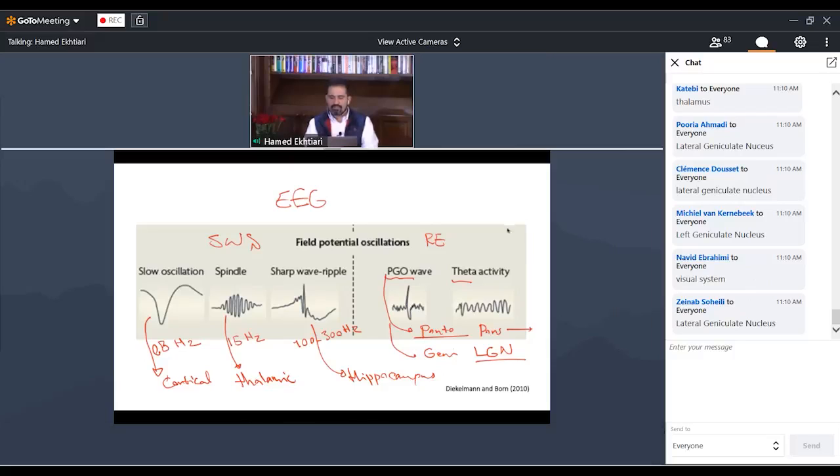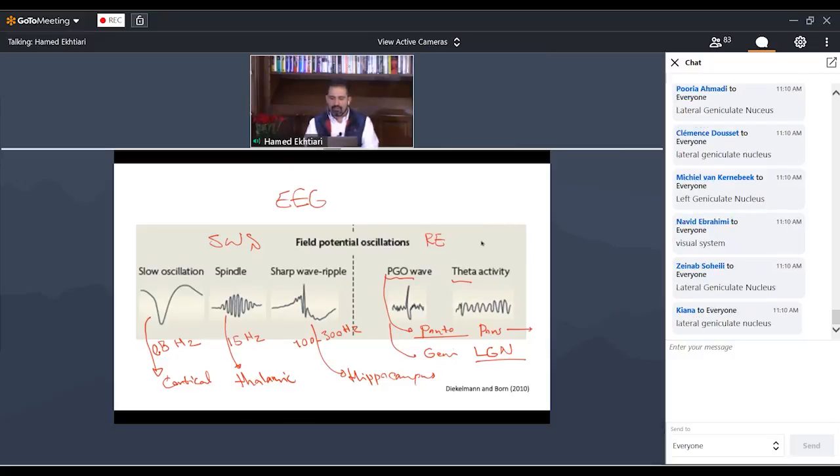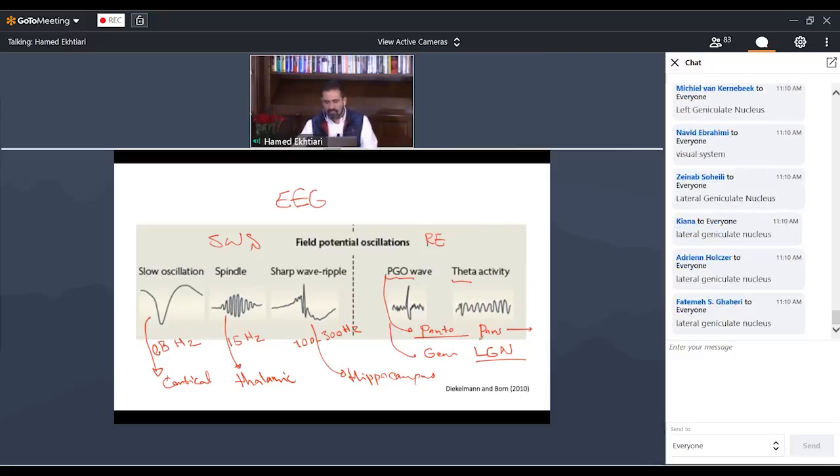Could you just type in the chat space what was LGN and what was it related to? Good job. Yeah, we have discussed about the visual system and how they are related to lateral geniculate nucleus.